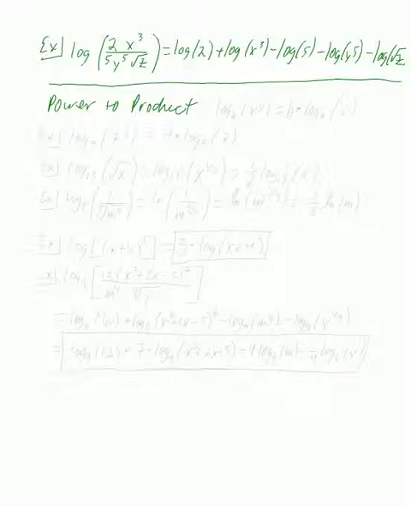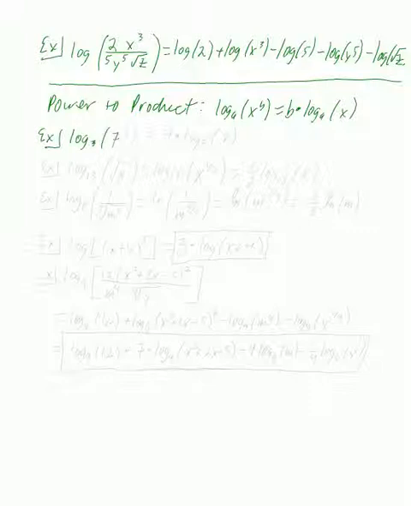Power to product is going to be log base a of x to the b power equals b, the exponent, times log base a of x. And we're going to go through quite a few examples of these, and we're going to combine up the previous rules as well. Our first example will be a nice simple one.